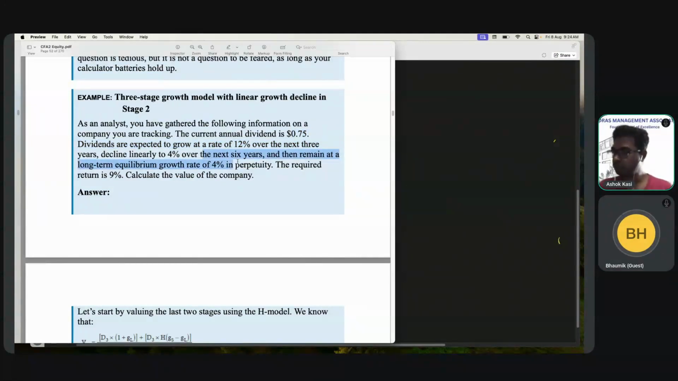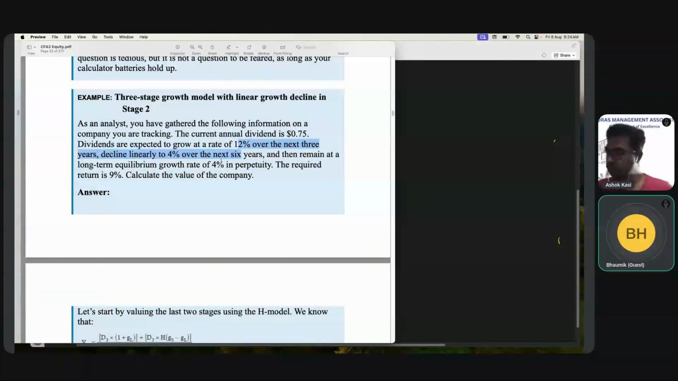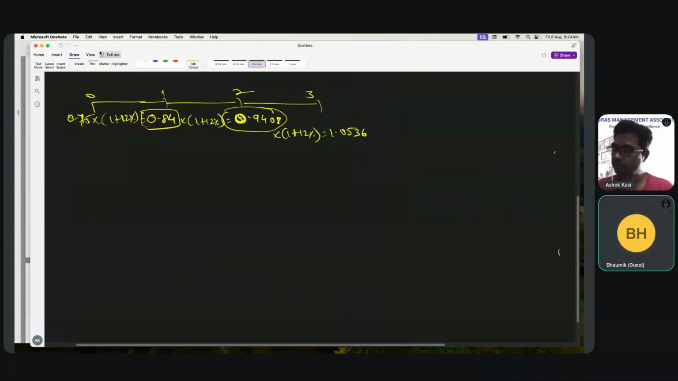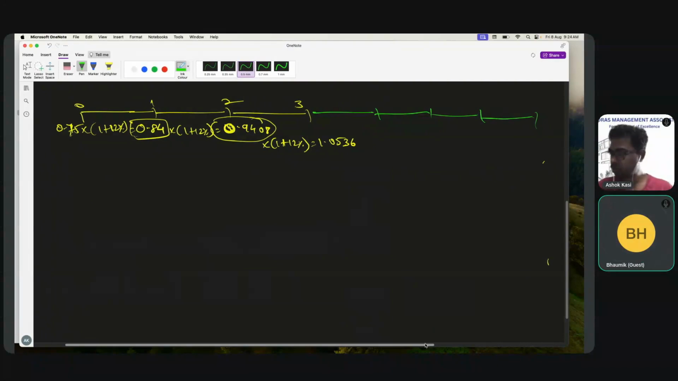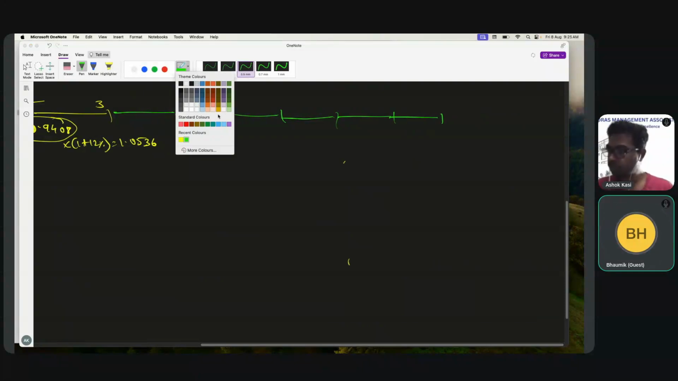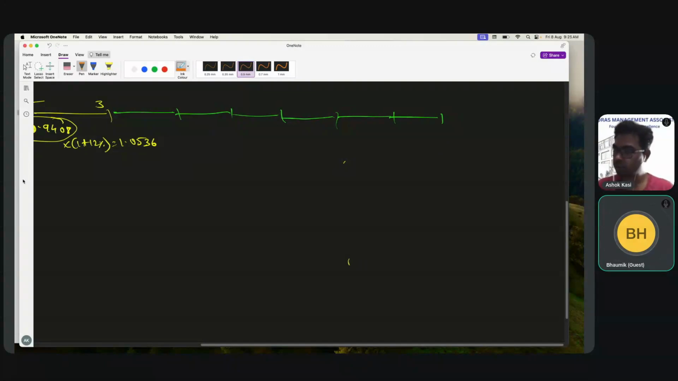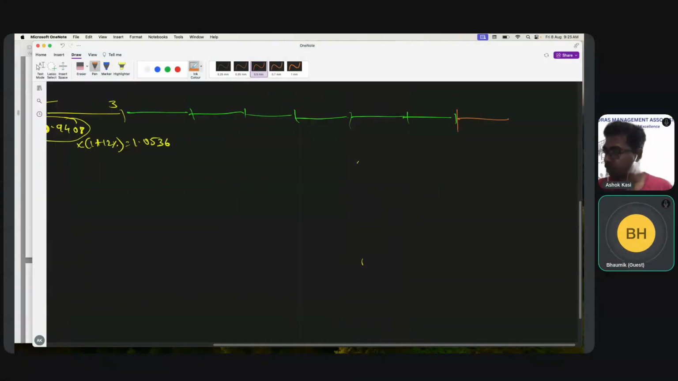Declined to 4% over the next 6 years. Dividends are expected to grow at a rate of 12% over the next 3 years and decline linearly to 4% over the next 6 years, and then remain at an equilibrium of 4% in perpetuity. So from here on, 4%.